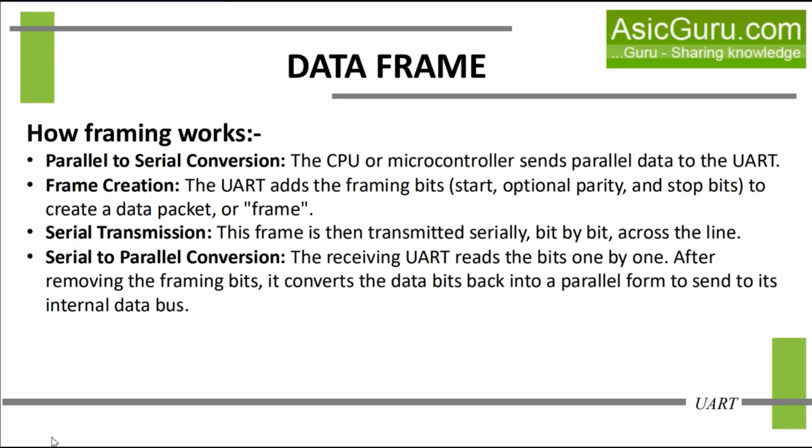Here is how the framing works step by step. The CPU sends the parallel data to the UART. Then UART adds its framing bits, that is start, optional parity and stop bits, to create a data packet or frame. Then it sends the packet serially bit by bit across the line. Then the receiving side of UART reads the bits one by one and after removing the framing bits, that is start, optional parity and stop bits, it converts the data back into parallel form to send to its internal data bus.